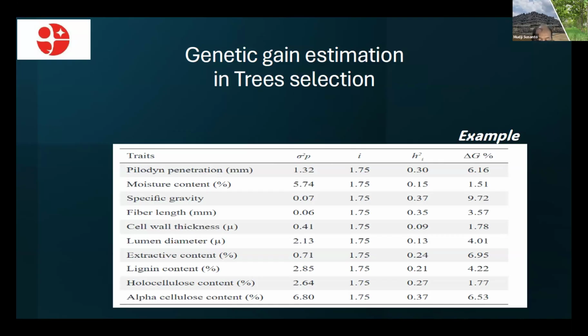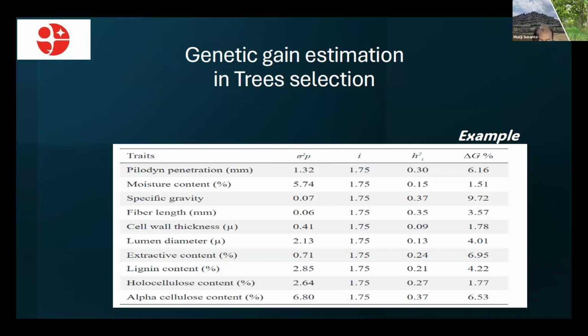Informed resource allocation. Estimating genetic gain helps in making informed decisions about resource allocation in tree breeding programs, including the selection of parents, the number of families to test, and the intensity of selection. Genetic by environment interaction. Accurate estimation of genetic gain requires consideration of how trees respond to different environmental conditions, allowing for the development of more resilient and adaptable tree populations.